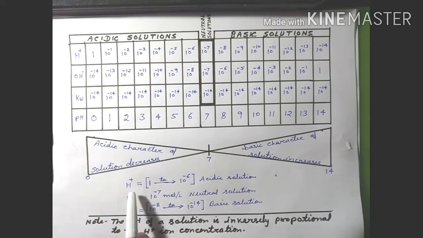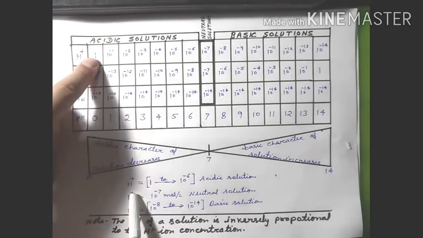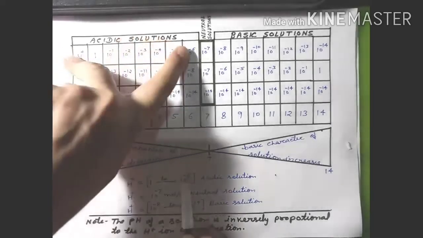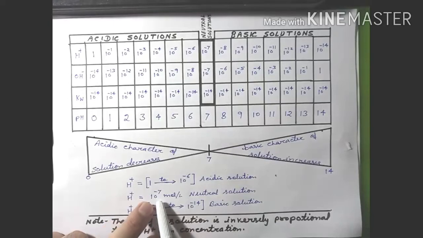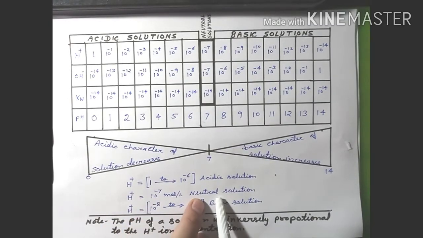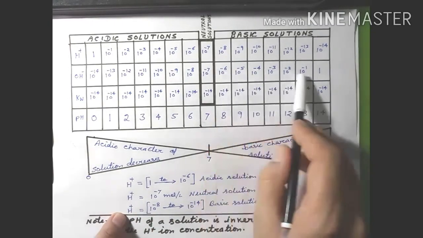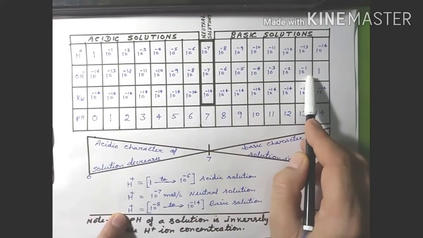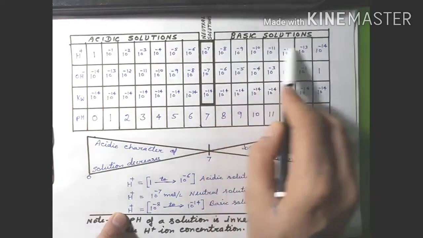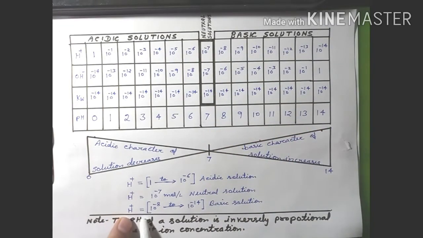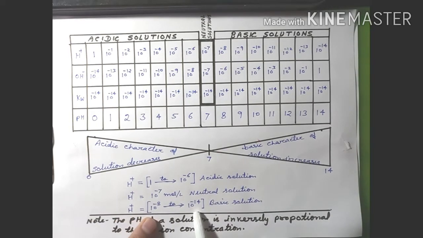And downside I have written, the solutions where H plus ion concentration is from 1 to 10 to the power minus 6 are called acidic solutions. If the concentration of H plus is exactly equal to 10 to the power minus 7, the solutions are called neutral. And the basic solutions we will also define not on the basis of the OH minus ion concentration, but on the basis of the H plus concentration. So those solutions which have the H plus ion concentration from 10 to the power minus 8 to 10 to the power minus 14 are called basic solutions.